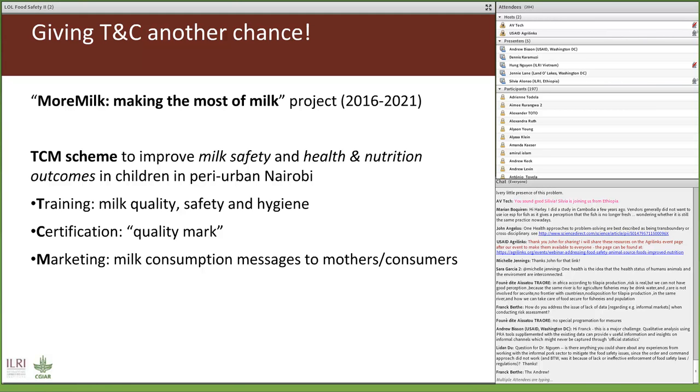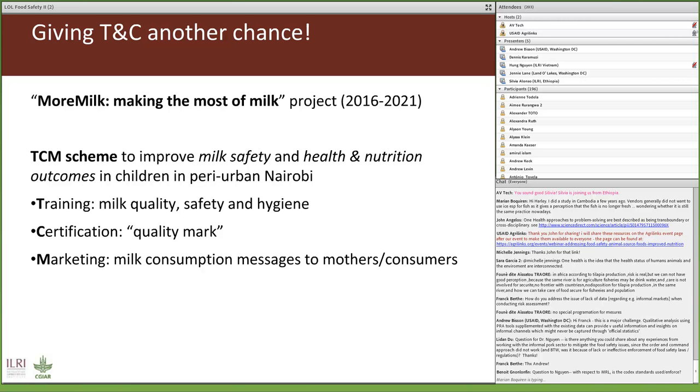But now we want to give the training and certification another chance. We have a new project that has just started at ILRI. It's called More Milk, Making the Most of Milk, for 5 years, and it's funded by the Bill and Melinda Gates Foundation. We will adapt the training and certification to implement it again. We want to gather evidence to see how well that can improve milk quality and milk safety, and at the same time improve nutrition and health outcomes in children in peri-urban areas in Nairobi. That's our pilot site.